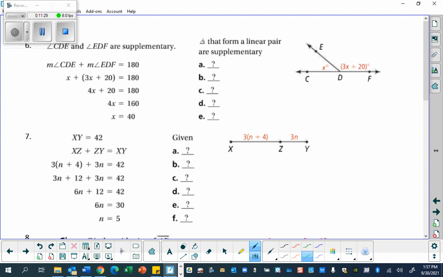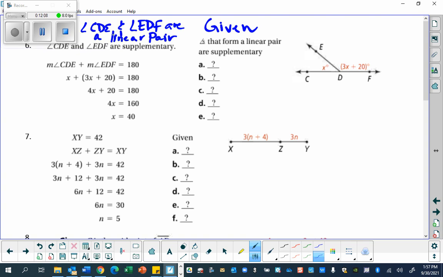Now, when I look at number 6, I feel like I'm missing the start. I feel like, first of all, we need to be given something, and we need to know something about angles CDE and EDF. So I'm going to go ahead and say angle CDE and angle EDF are a linear pair.